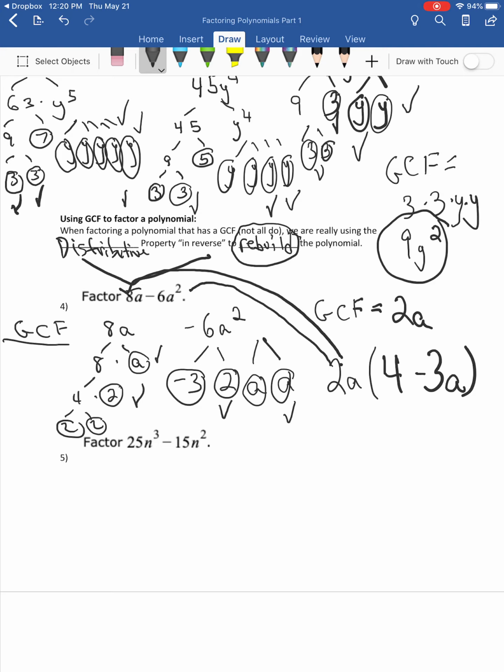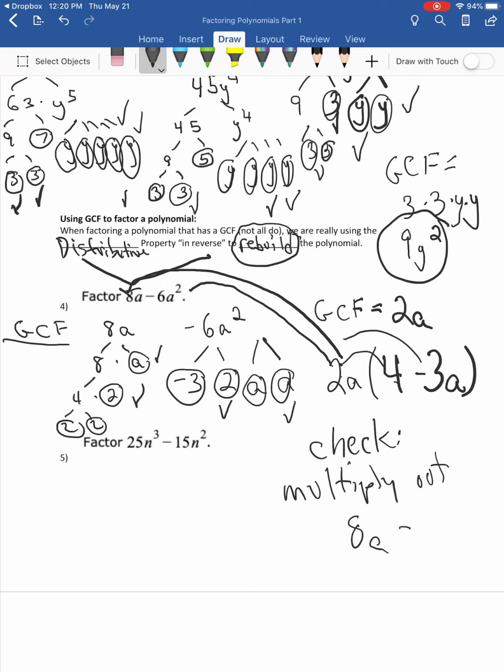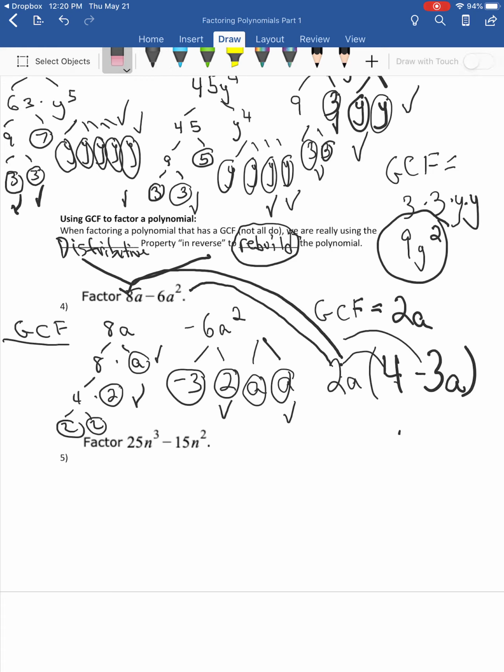How can you check? Well, multiply back out. 2a times 4 is 8a. 2a times negative 3a, negative 6a squared. All right, let's do a little bit of erasing. And we'll go on to the next one.